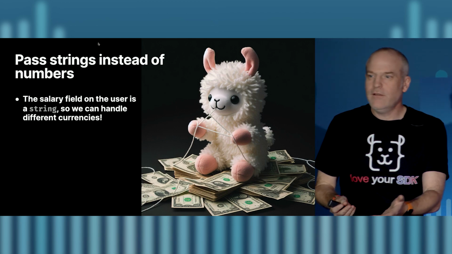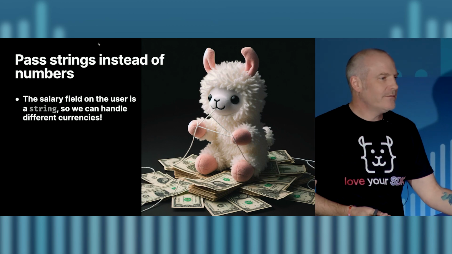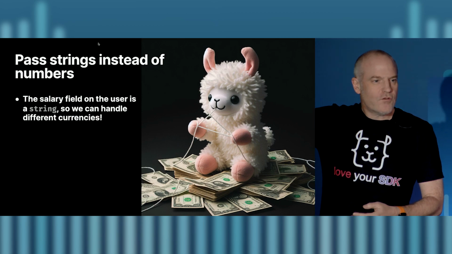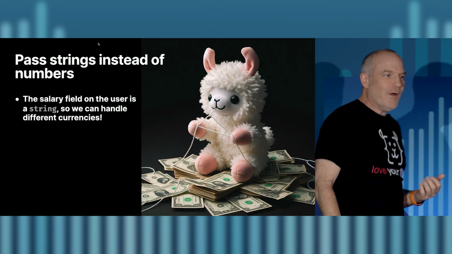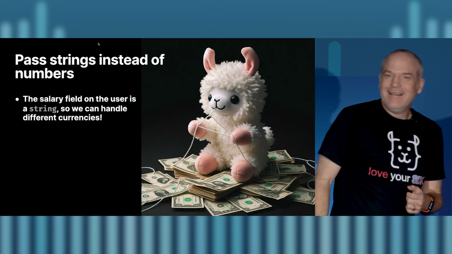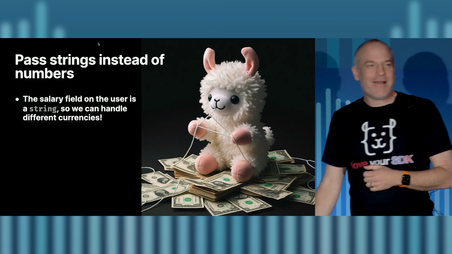Salary could be euros, could be dollars, could be pounds. So why don't we just do it as a string so we can put a currency sign in front of the number? That would work, wouldn't it? Yeah. We're going to do that. But actually, we're not going to do that.